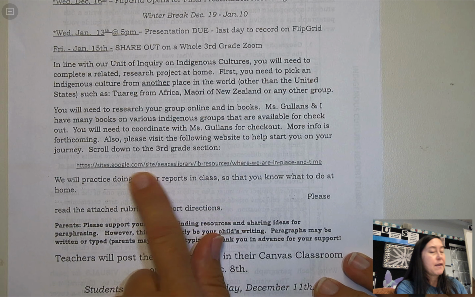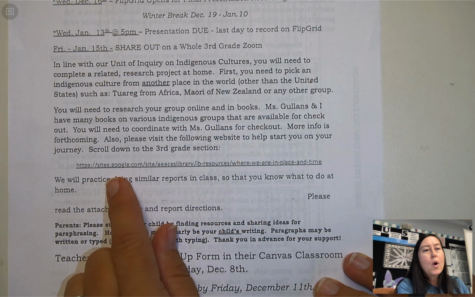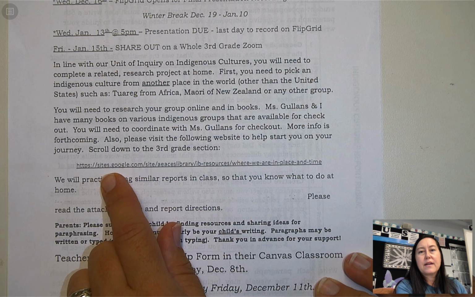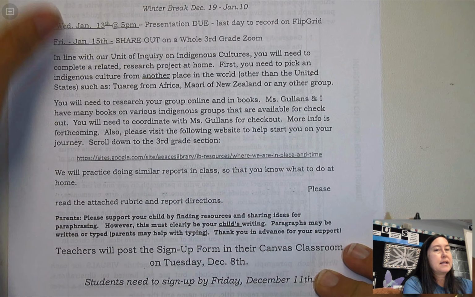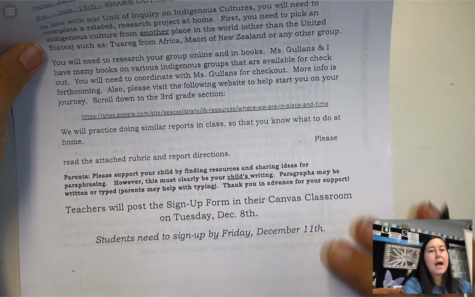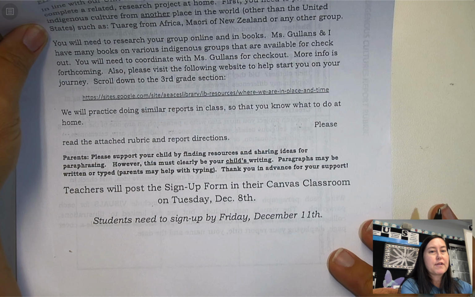You can also check out this website. You have to type it all in, or you can look through, this is a link in Ms. Gullen's website through the library. Please read the attached rubric and report directions.